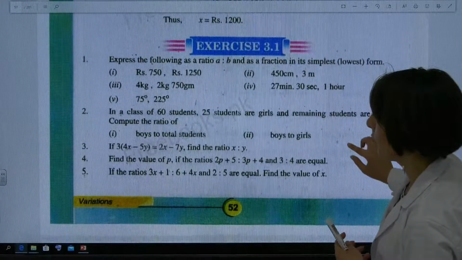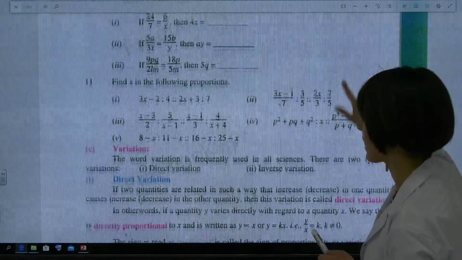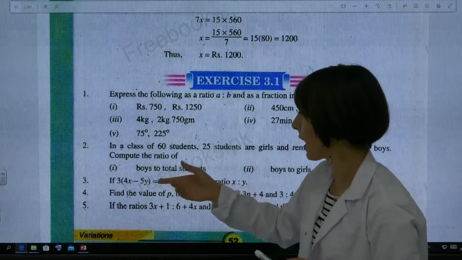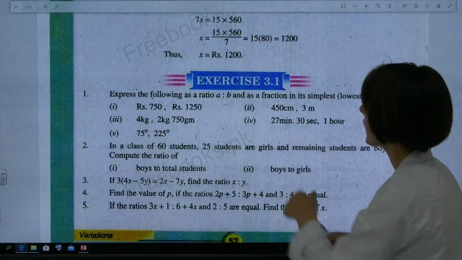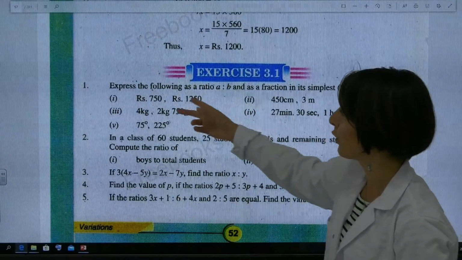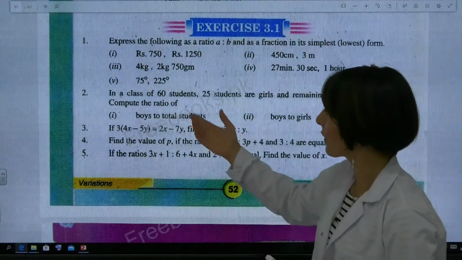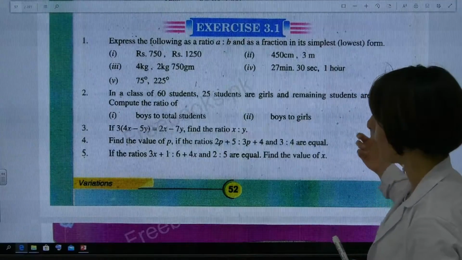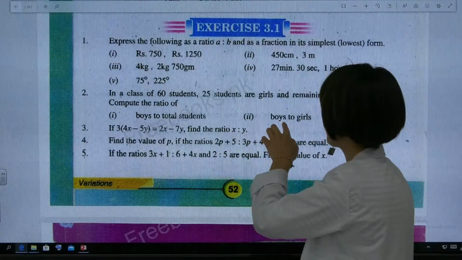I want to solve with you some exercises. The exercises on pages 52 and 53, take them as homework, and together we're going to solve exercise number 2. Exercise number 1 is really easy actually. Just you have to find the ratio a to b. Do it in fraction and simplify. In exercise number 2, in a class of 60 students, 25 students are girls and the remaining students are boys. We have to find the ratio of boys to total students and boys to girls.